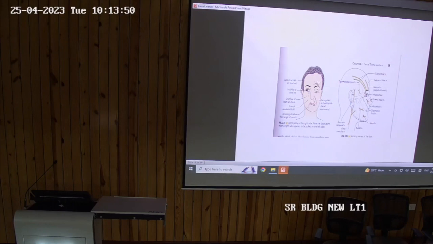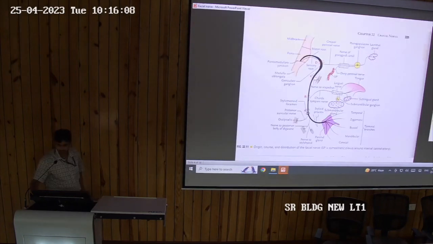And another thing, while chewing, when the person is eating, the food gets lodged in the affected side of the oral cavity. The reason is that the buccinator muscle is paralyzed. So food is also lodged in the affected side of the oral cavity. Such a condition is called Bell's palsy. Bell's palsy results from injury of the facial nerve either at the stylomastoid foramen or just above the stylomastoid foramen. Now you will understand, see this diagram.